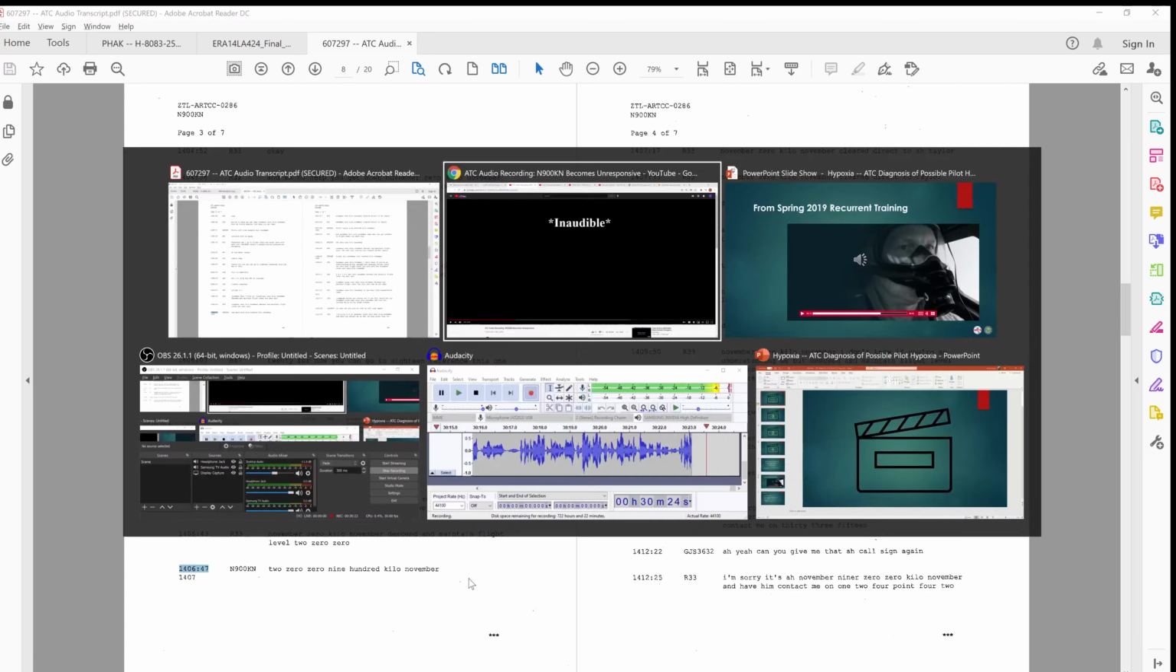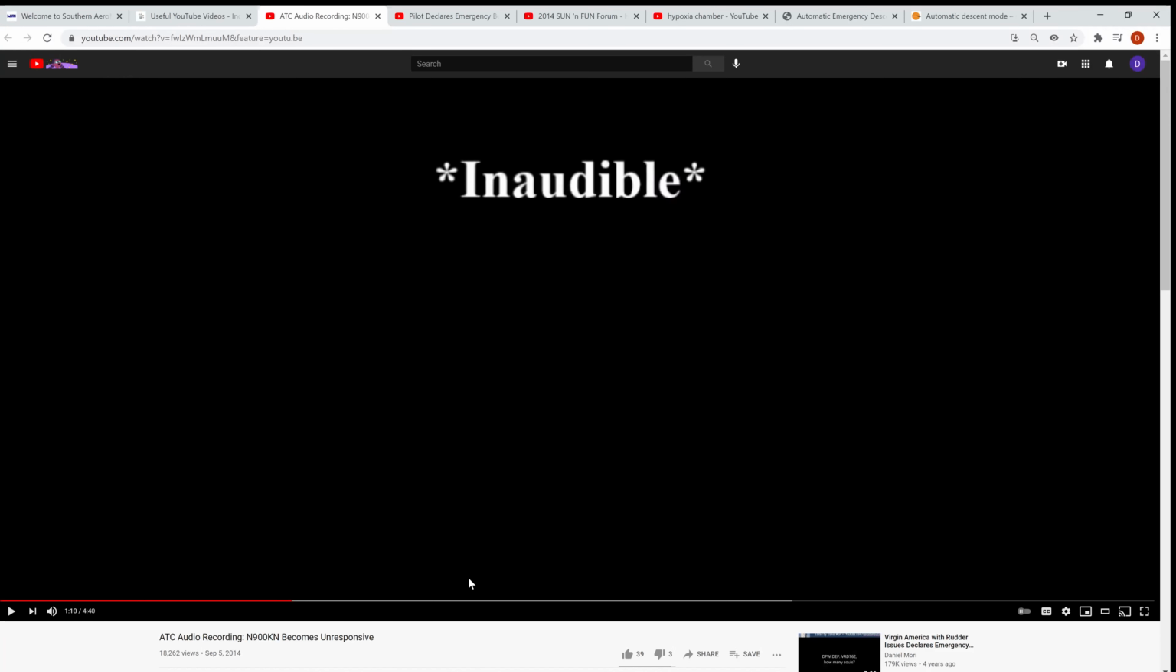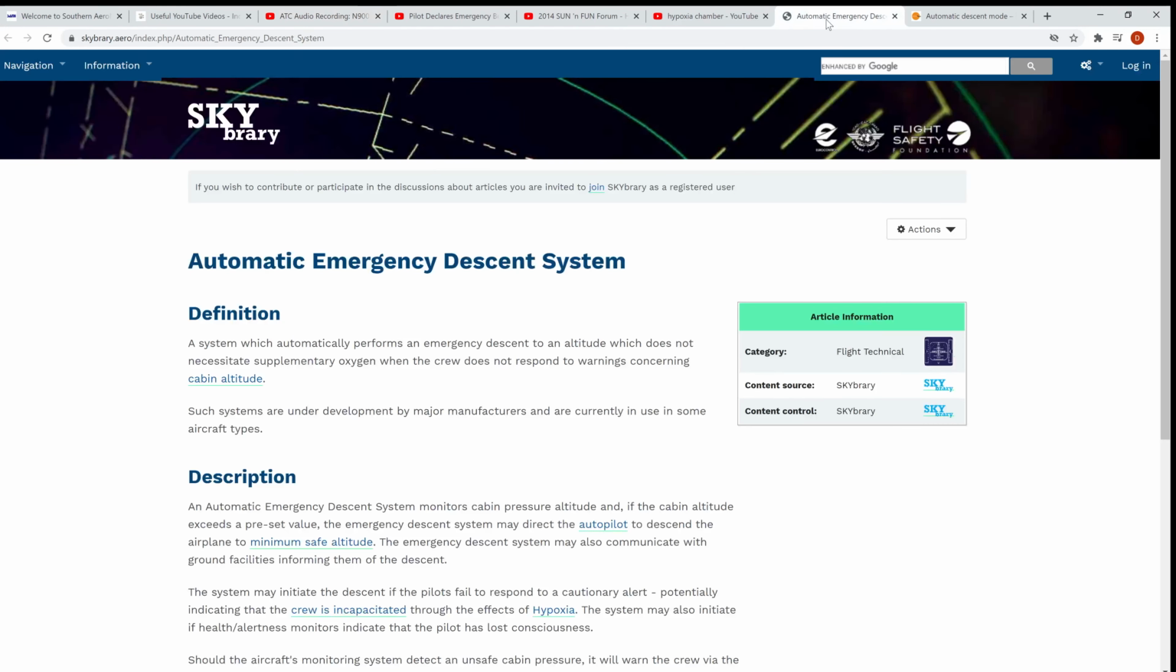So this time we're going to really switch gears, and we're going to talk about something known as automatic emergency descent. I'm going to start with the Skybrary article about it. It just gives a quick definition. There are systems out there which automatically perform emergency descent to an altitude which does not necessitate supplementary oxygen when the crew does not respond to warnings concerning cabin altitude.